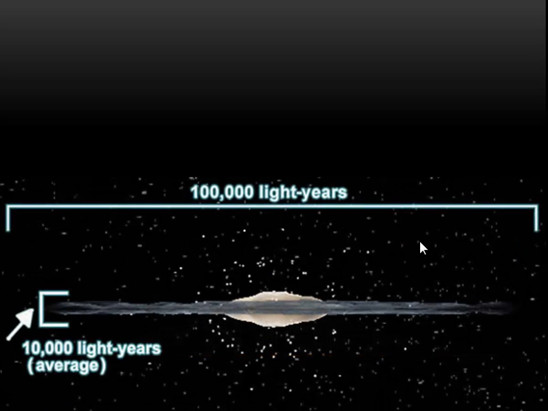Our galaxy is roughly 100,000 light years from one side to the other. It's roughly 10,000 light years thick. In the middle, it's around 20,000 light years thick. We live somewhere in the suburbs here, around 2/3 of the way out from the center of the galaxy.